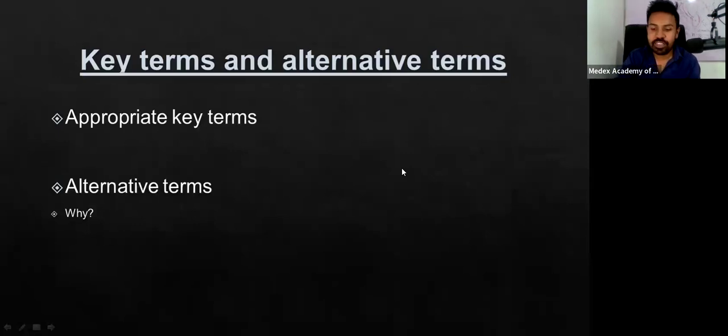Most batches have the same question. Why is it happening? If you search CKD and do not find enough articles, you have to use some alternative terms also. CKD may not always be used in an article. If they have only used chronic kidney disease without CKD, that will be eliminated if you do not include it. So both key terms and alternative terms should be used.